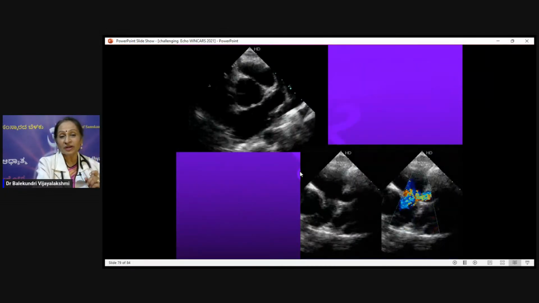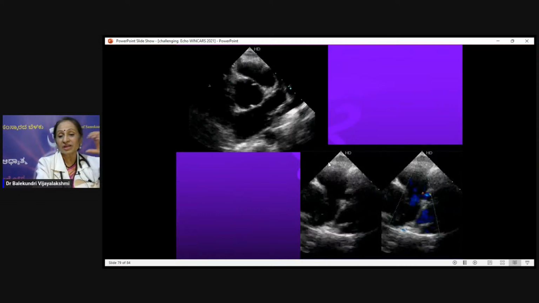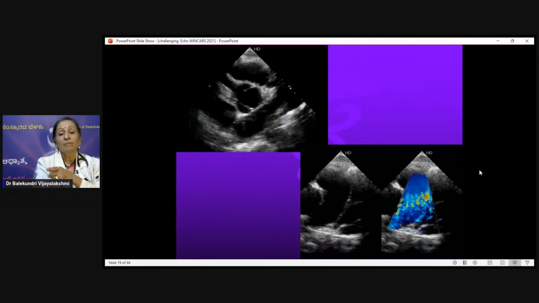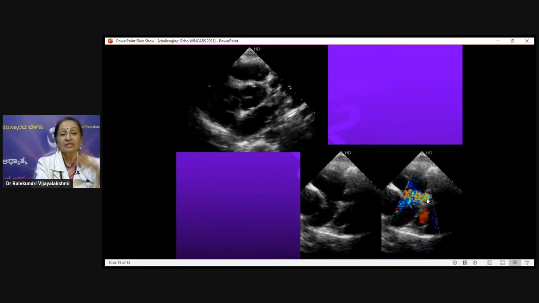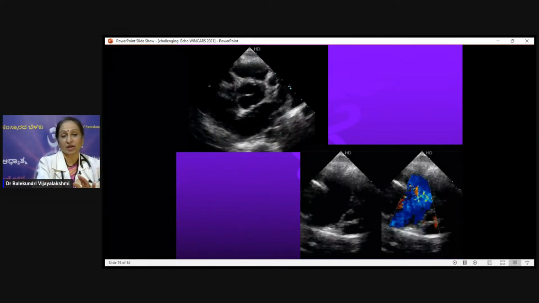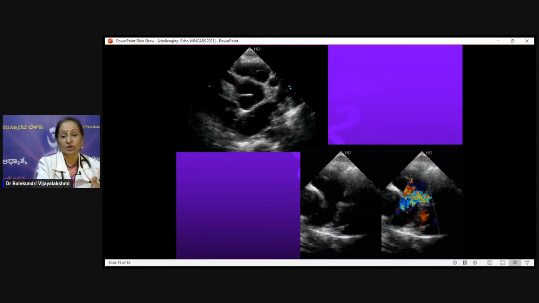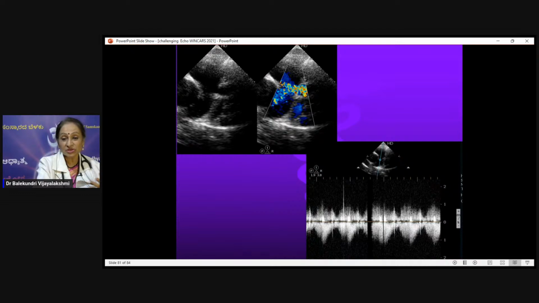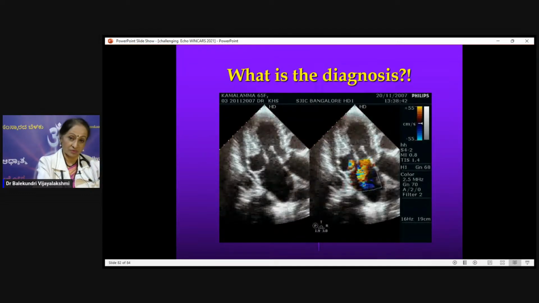In the short axis, you can see that the right coronary artery is dilated, and it is draining into the main pulmonary artery here. That is the right coronary artery to pulmonary artery fistula. So coronary AV fistula was the diagnosis. And the patient went for the surgery and made a complete recovery.